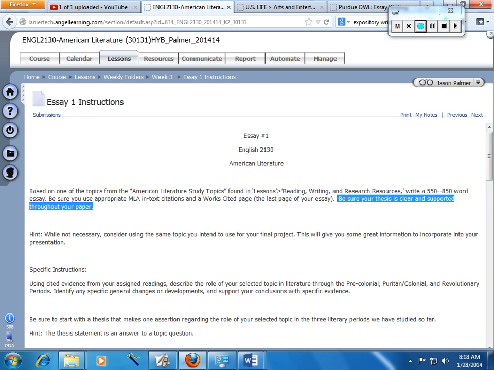Okay, so it says, be sure your thesis is clear and supported throughout your paper. If your thesis statement is an answer to one of those topic questions, you're in great shape. Now, it says clear. That doesn't mean simple. Some of these questions don't have simple answers, right? If I say, let's see, what were the topics?